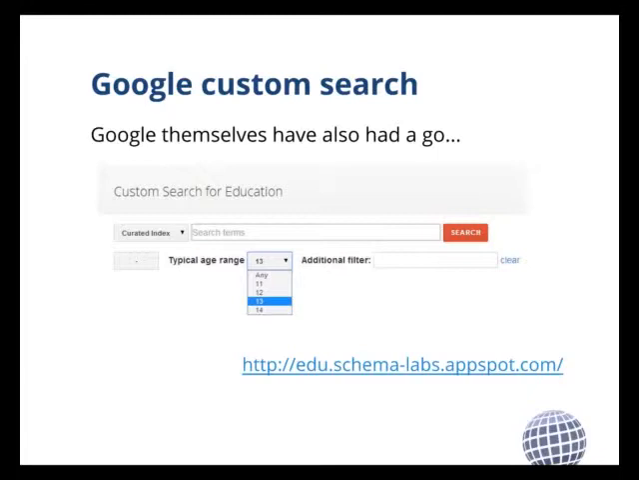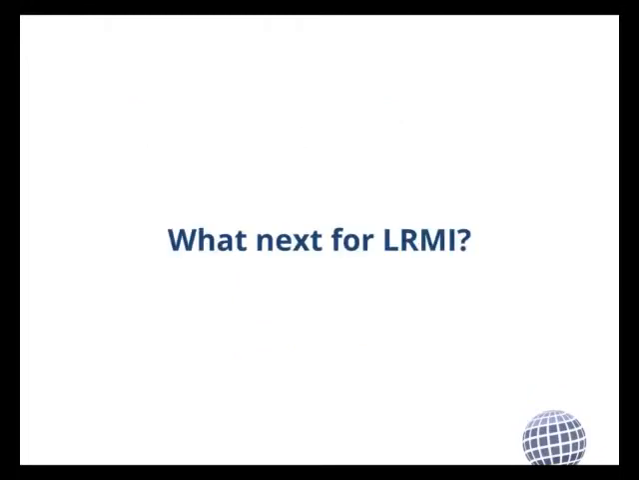At the moment, I have to stress that the search engine that we created in order to find these resources is just a demonstrator. It's not intended to be a usable service. It merely illustrates how LRMI can be used to build Google custom search engines that will pick out resources that align to specific contexts. There's a link to it at the bottom. You're welcome to go and play with that when you get copies of the slides.